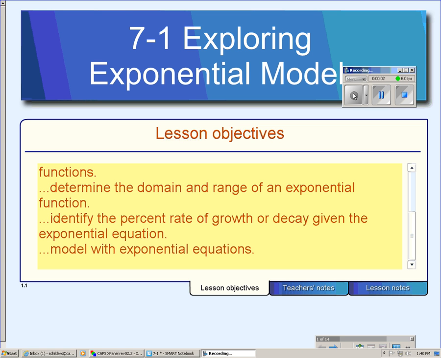This is 7.1 part 2. In this part we will identify the percent rate of growth or decay given the exponential equation, and we will also model situations with exponential equations. So we're mostly going to write equations here.